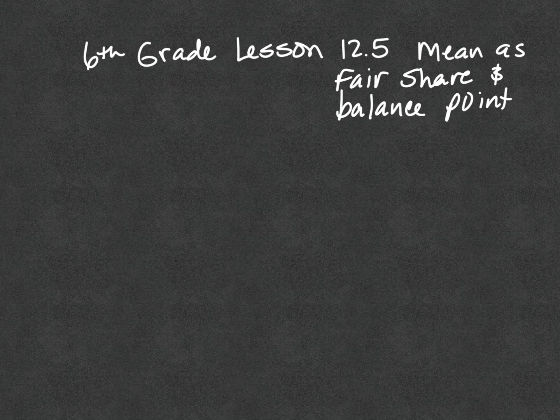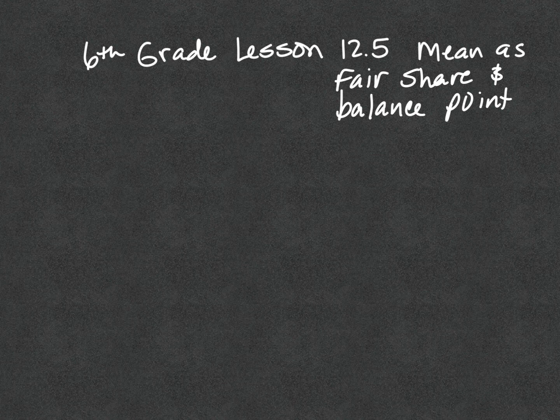Sixth grade lesson 12.5 is mean as fair share and balance point. So sometimes you have a group who's working towards something as a common goal. And if you find the mean or the average of what they're after, then the work can be spread evenly or the results can be spread evenly, depending on what's going on. Mean or average kind of tells you the balanced point of where things are at.